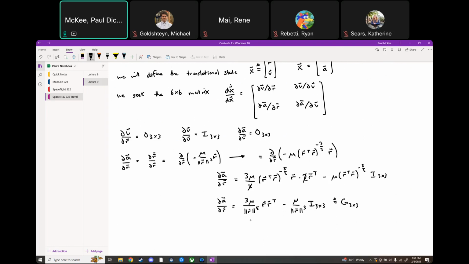Okay. And so to answer our question, the derivative of the state with respect to the state, or the derivative of state dot with respect to state, is 0, identity, this ugly mess, which we're going to call G because I don't want to write it all out again, and then 0.